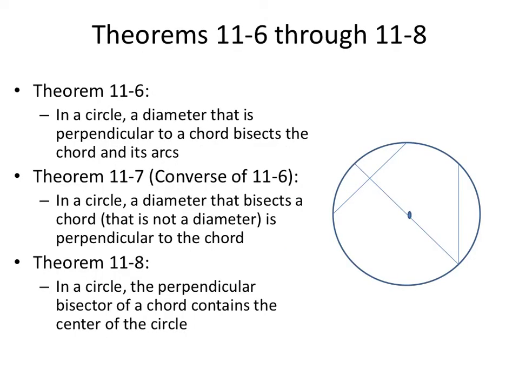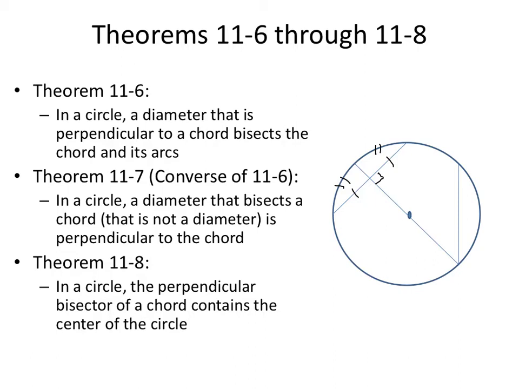Now here we have a few more theorems. Theorem 11-6 says, in a circle, the diameter that is perpendicular to the chord bisects the chord and its arcs. So, with this situation, here we have a chord, and we have a diameter that's perpendicular to that chord. So it bisects the chord and its arcs. Those two little arcs are congruent to each other as well.